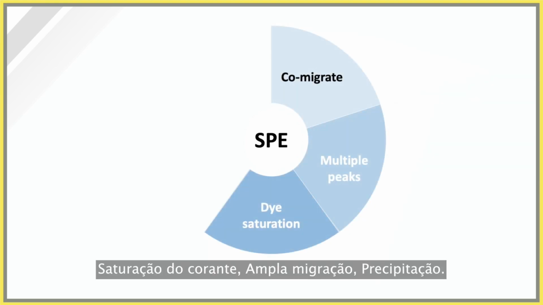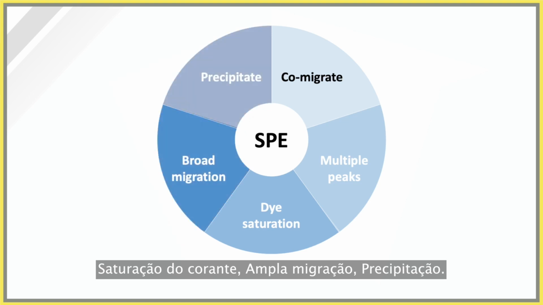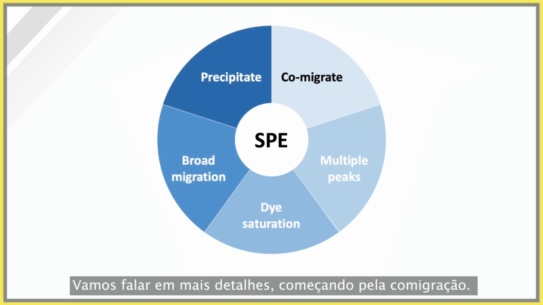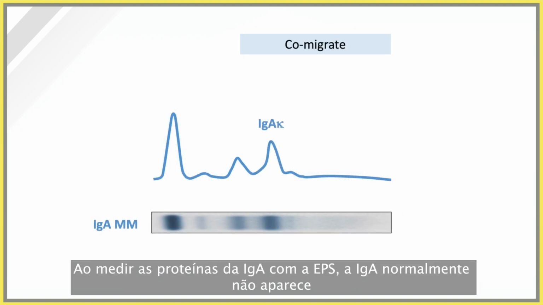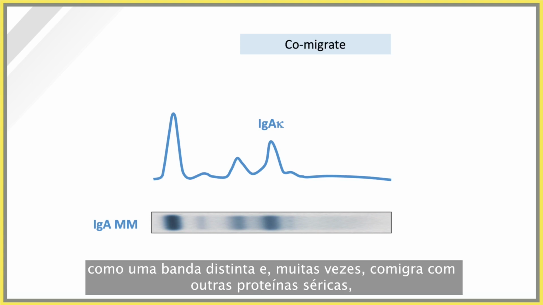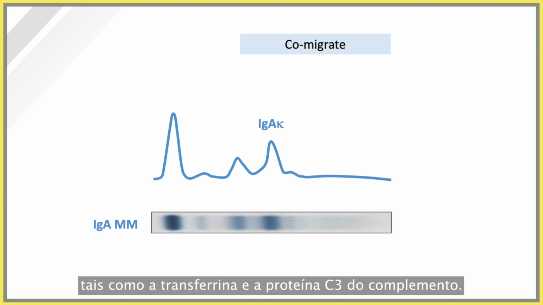There are several limitations associated with SPE which make interpretation challenging. These include co-migration, multiple peaks, disaturation, broad migration, and precipitation. Let's break these down in more detail, starting with co-migration. When measuring IgA proteins with SPE, IgA does not typically appear as a distinct band and often co-migrates with other serum proteins such as transferrin and complement protein C3.